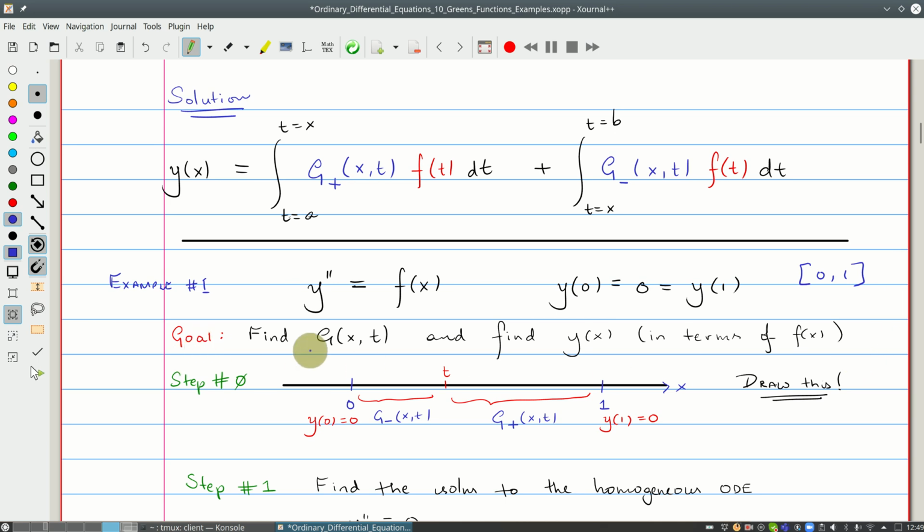And our goal is to find g of x and t, and hence find y of x in terms of the source function f of x. That's what we want to do. We want to solve it for y of x.